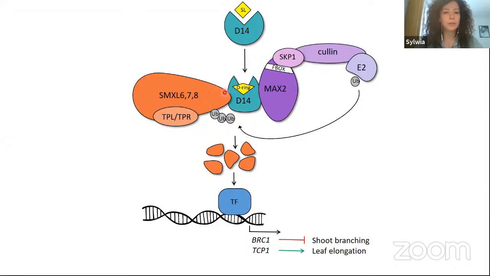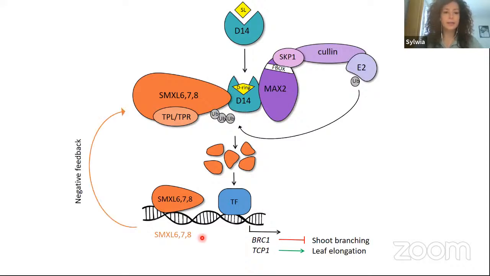Also, the repressor proteins SMXL6, 7, and 8 are unique for plant hormone signaling because they have dual functions as well. Apart from being repressors, they were shown also to bind DNA, so they are also repressive transcription factors. They can bind their own promoter regions, and in that way create a kind of negative feedback. So they can control their own transcription, providing another mechanism to control strigolactone signaling.